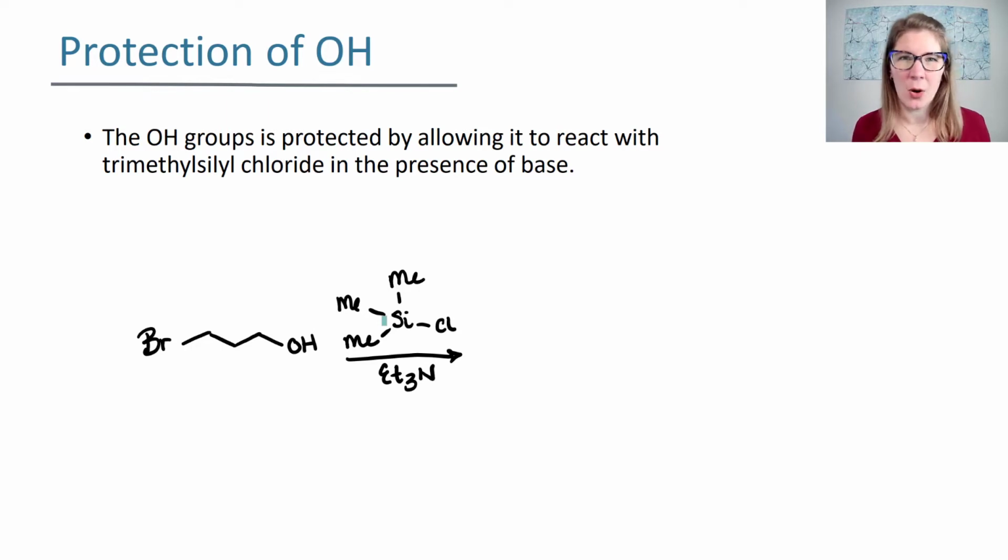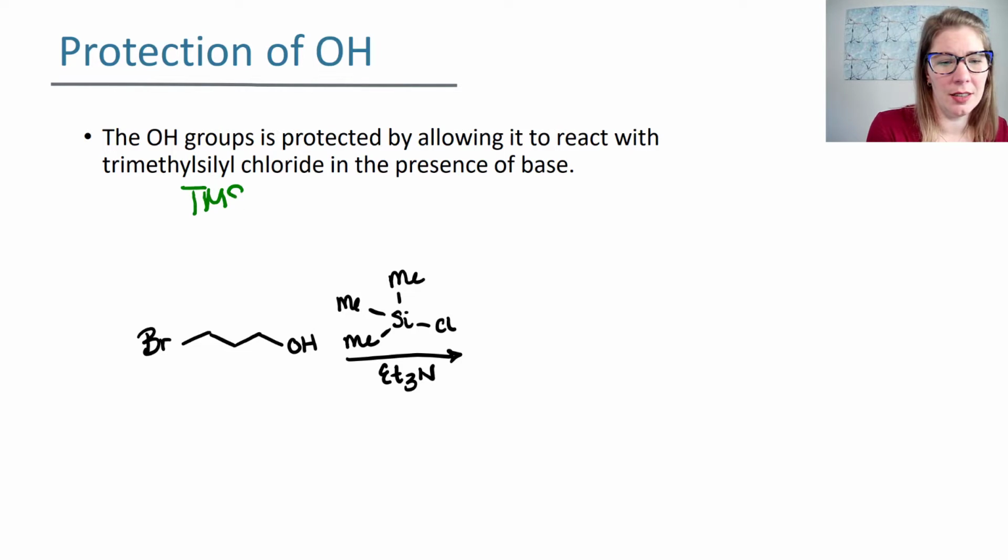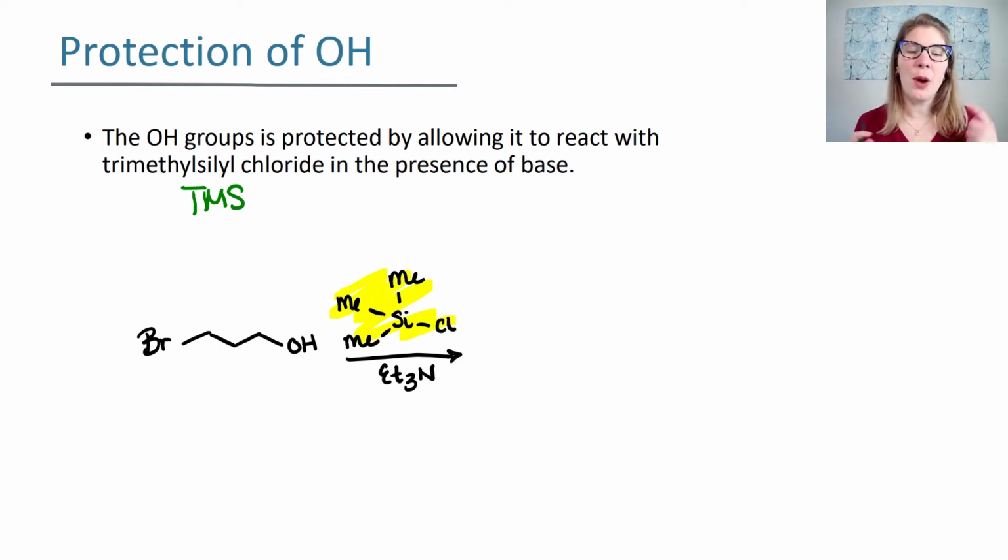When we protect that OH, that alcohol, what we do is allow it to react with something called trimethylsilyl chloride, which is TMS. TMS looks like this. And what happens during the course of this reaction is the Et3N, which is triethylamine, a base, pulls off the proton on your oxygen, and then your oxygen can sneak in and attack the silicon and displace the chlorine.